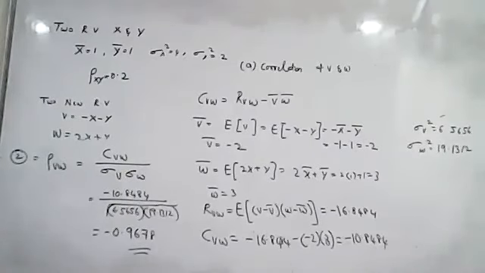Okay. So this is the procedure you have to follow to find out the correlation coefficient between two new random variables, with the mean and variance and correlation of the given random variables. Okay.